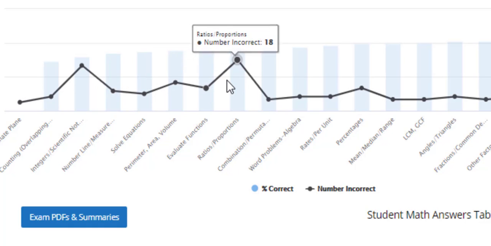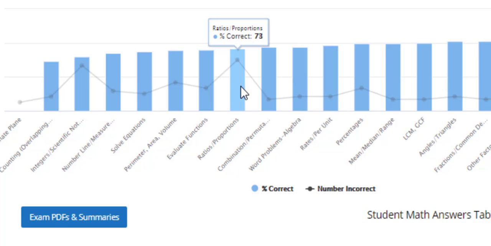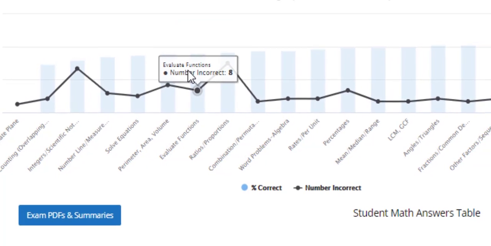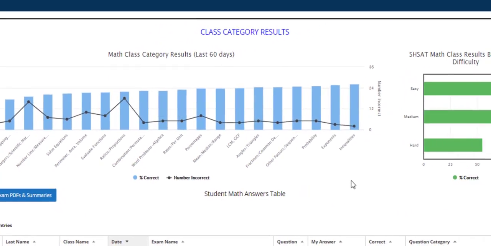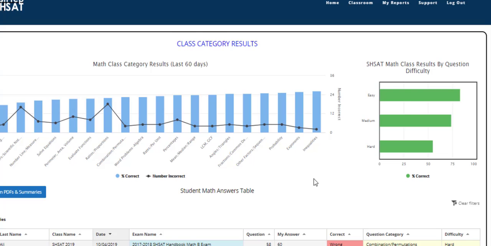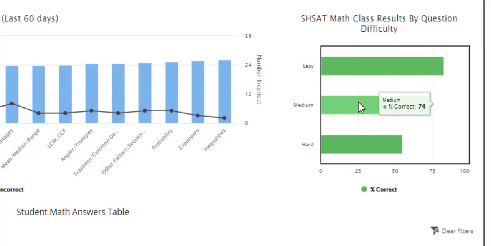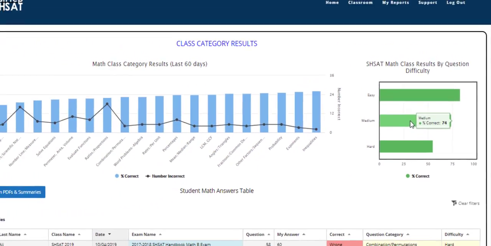And although ratios and proportions might be a little higher percentage score, still in need of potential work, there are a lot greater number of mistakes there because that's, quite frankly, a larger part of the exam. So however you want to choose to look at it, you can identify areas where your class needs to do some work. You can also assess how they're doing by difficulty. They're clearly scoring lower on hard questions. On easy and medium questions, it looks like they're actually scoring above the cutoff, but perhaps we can work and improve on the hard questions, which look to be almost 20 percentage points below even the medium questions.